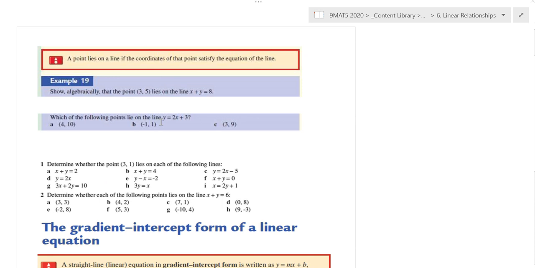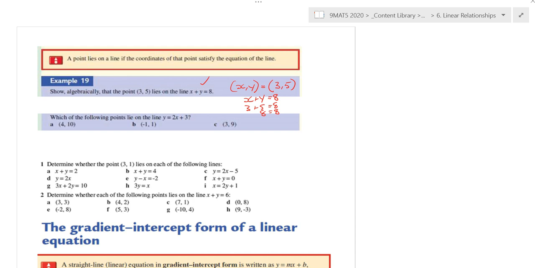We need to show algebraically that points lie on lines. All we do is substitute the x and y values into the line. If the equation we get is true, then the point lies on the line. So for this first one, the point x, y is 3, 5. If we substitute the values of x and y into the equation, we get 3 plus 5 equals 8. 8 equals 8. Therefore, we have shown algebraically that the point 3, 5 lies on the line x plus y equals 8.